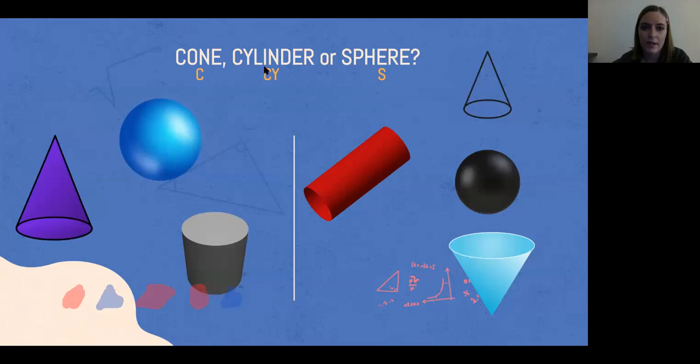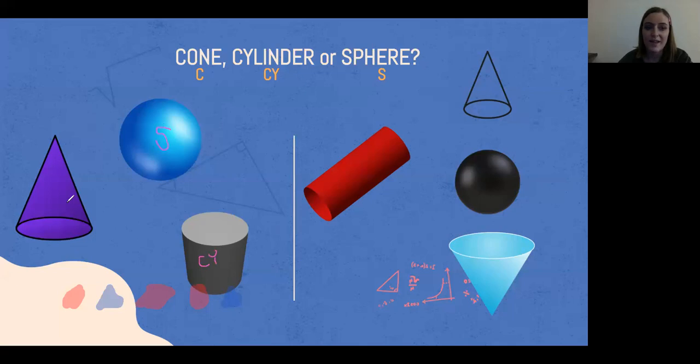Let's take a look at this one right here. This one, to me, looks like a ball. So I'm going to say that it is a sphere. This one right here looks like it would have 2 bases that are circular. And what we just talked about is that is a cylinder. I'm going to put CY for cylinder.